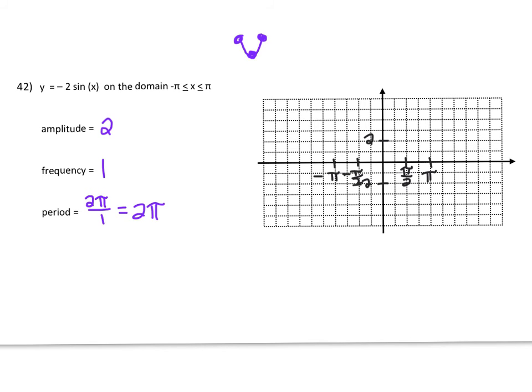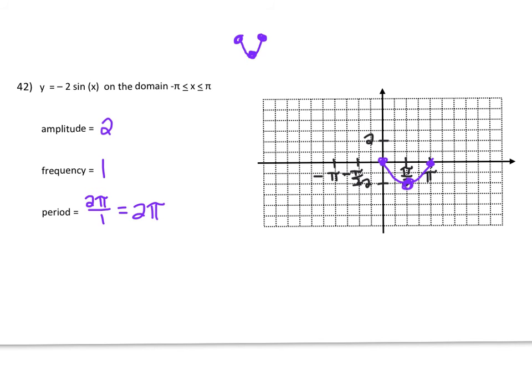So the first point that I see up here, as well as the third point that I see up here, are both on the midline, the x-axis. So at 0 and at pi, they're both going to be at a height of 0. And then halfway between those 2 points, we're going to be down at the minimum, which is negative 2. So that is what it looks like from 0 to pi.